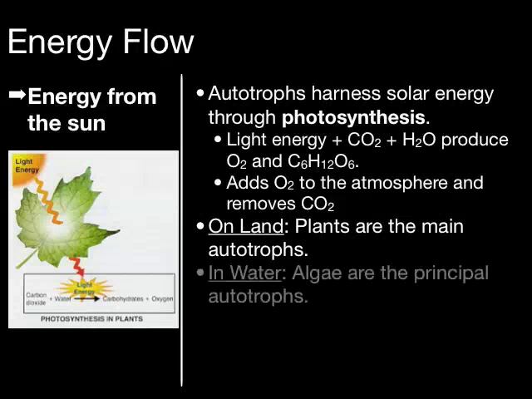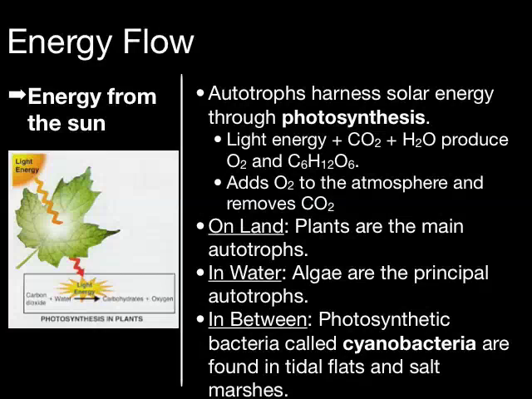On land, plants are the main types of autotrophs that you're going to see all over the place. In the water, algae are the principal types of autotrophs that you're going to see. Now, of course, there are some areas that are in between land and water, and the type of autotrophs that you'll find there are what are called photosynthetic bacteria called cyanobacteria.